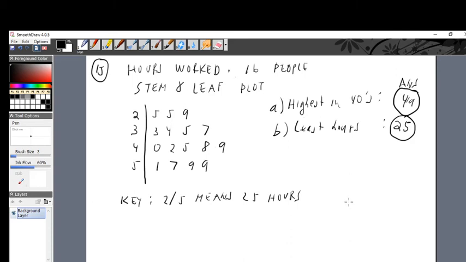They did the least. And number C is how many in the 30s? How many people did 30-something hours of work? Well, 1, 2, 3, 4. Someone did 33, someone did 34, 35, and 37. There's 4 people. So the answer to that question is there's 4 people in the 30s. And that's a pretty straightforward question. That's all there is to it. And we can move on to problem 16.